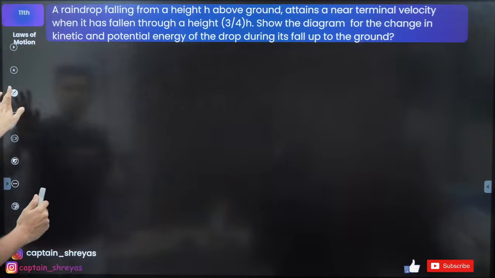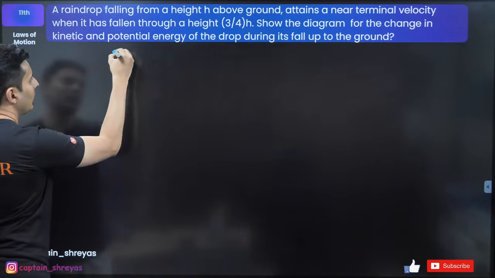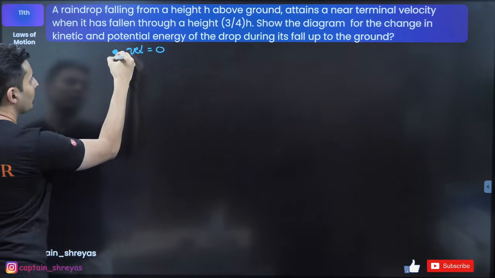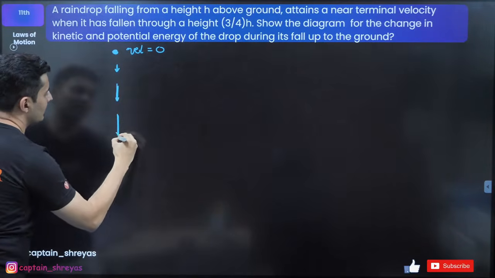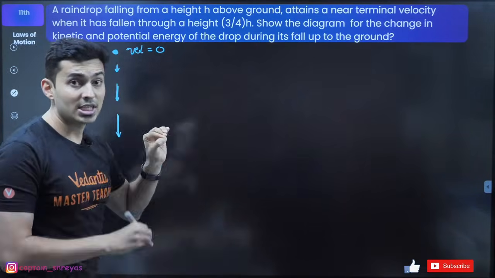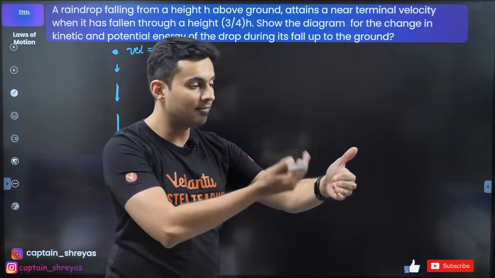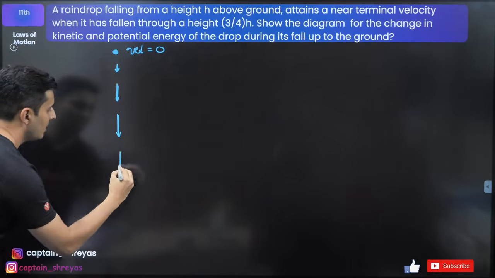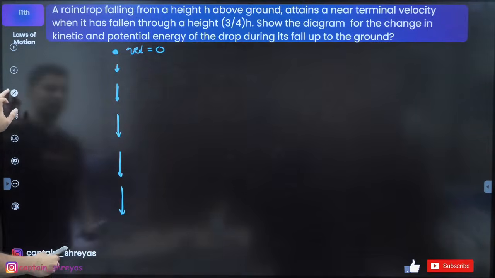Okay, so here is what the question says. A raindrop falls from some height. So this is the raindrop. This starts from some height. Its velocity is going to be 0. As it comes down, the velocity slowly increases. And once it reaches a certain height, which is 3h by 4, the terminal velocity is reached. Terminal means final, like terminus, terminal is the final, eventual. So the velocity no longer changes. Here the velocity is increasing. After this, the velocity is just constant.